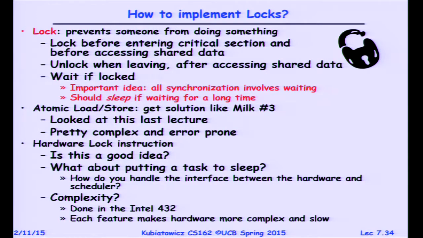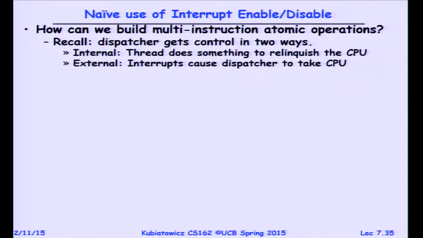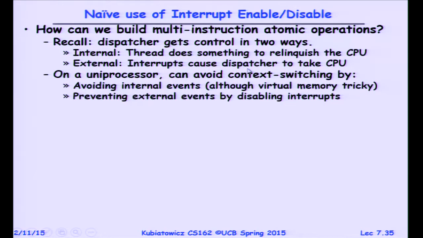We'd like to say what little bit of hardware beyond just atomic load and store gives us enough to build a good lock. And let's see, what about interrupt disable? We could do that. So recall that the dispatcher gets control in one of two ways. Either the thread does something to relinquish the CPU, but we're not talking about that right now because the threads are running, or interrupts, like a timer. So why couldn't we just avoid context switching by disabling interrupts, running our critical section, and re-enabling interrupts? Disable interrupt, critical section, re-enable interrupt. Does that work for a lock?